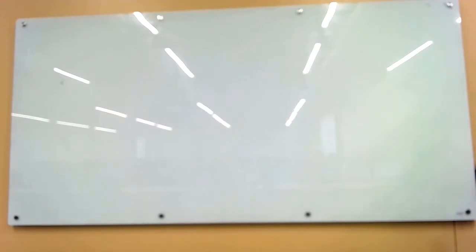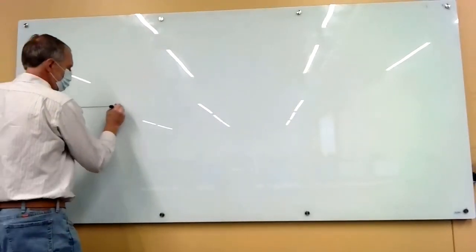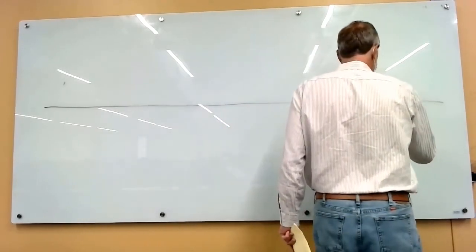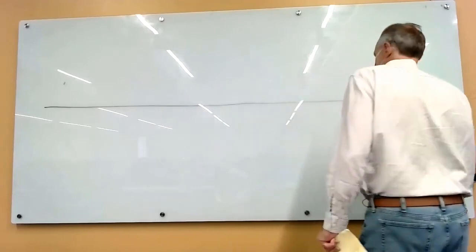Okay, step 1. Draw a line all the way across the page. And that's a horizontal line. So this is like the horizon. So it's horizontal.